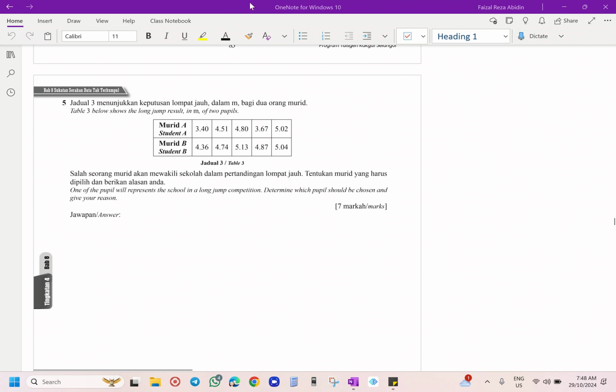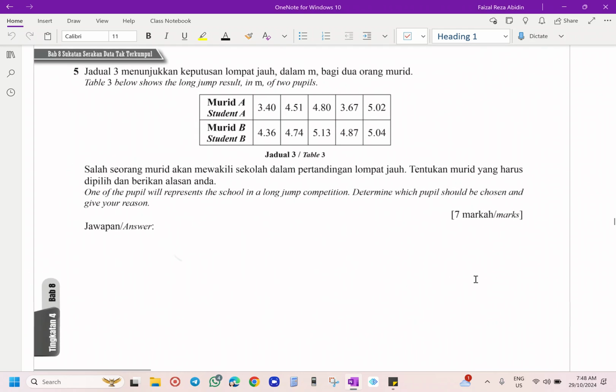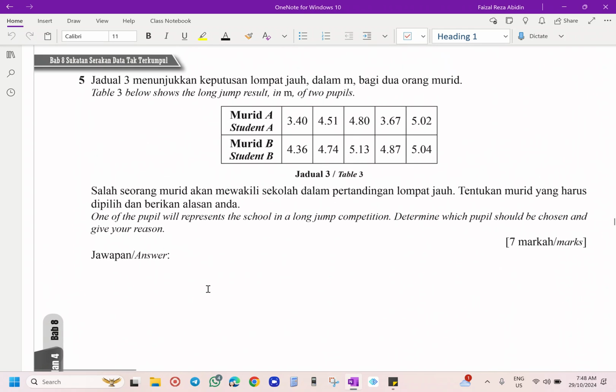We are going to discuss question number 5, because I already discussed question 1 with 4P. So with 4 Teratai, I'm going to discuss number 5. What we have over here: the table shows the long jump results in metres for 2 pupils, student A and student B. One of the pupils will represent the school in a long jump competition. Determine which pupil should be chosen and give your reason.